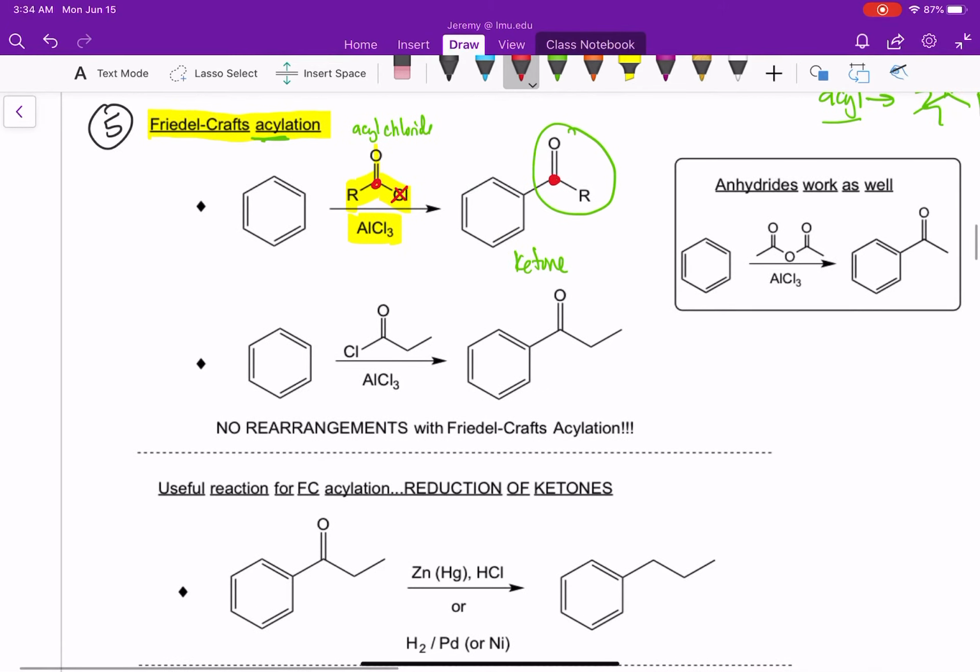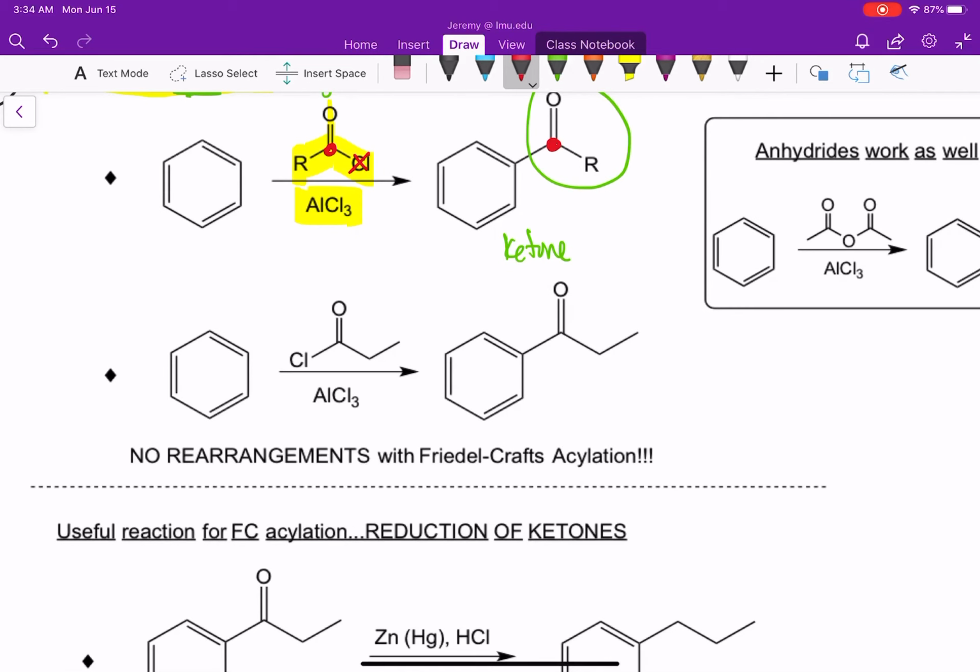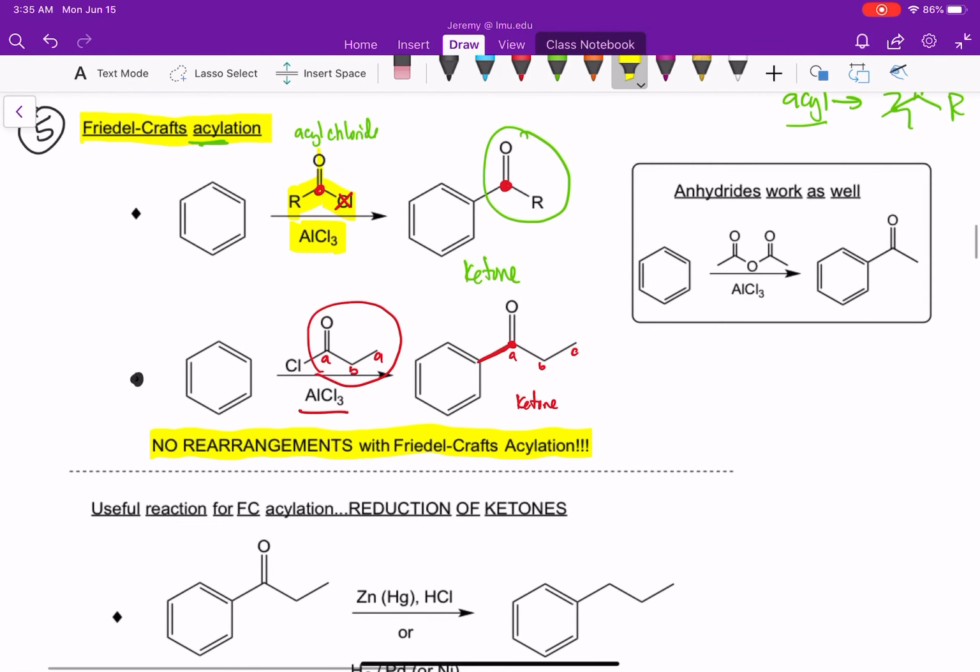So if we look at a specific example here, we have our benzene ring. We have our acyl chloride. I'll label my carbons A, B, C. We add our Lewis acid, AlCl3, and our benzene ring is now forming a new bond to our carbonyl group, ABC. There's the new bond here, and we formed a ketone. So this is our Friedel-Crafts acylation reaction. What's nice about this reaction is there are no rearrangements with the Friedel-Crafts acylation. And again, we will cover the mechanism of this reaction in a separate video.